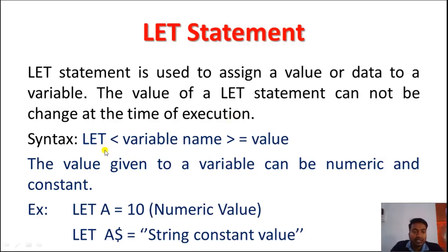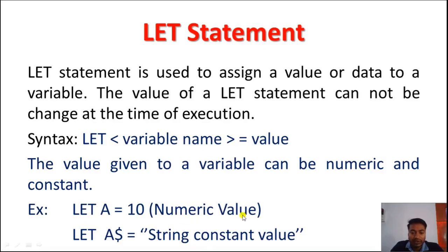Now the syntax: here you can see LET, then we have to give a variable name like LET b, LET ram, and then we have to give equal to, then assign a value, like 1 2 3. The value given to a variable can be numeric or a string constant. Numeric means numbers, and string means alphabets we can give. Here in the example you can see LET a = 10. Here we can give 56, it depends on the program.